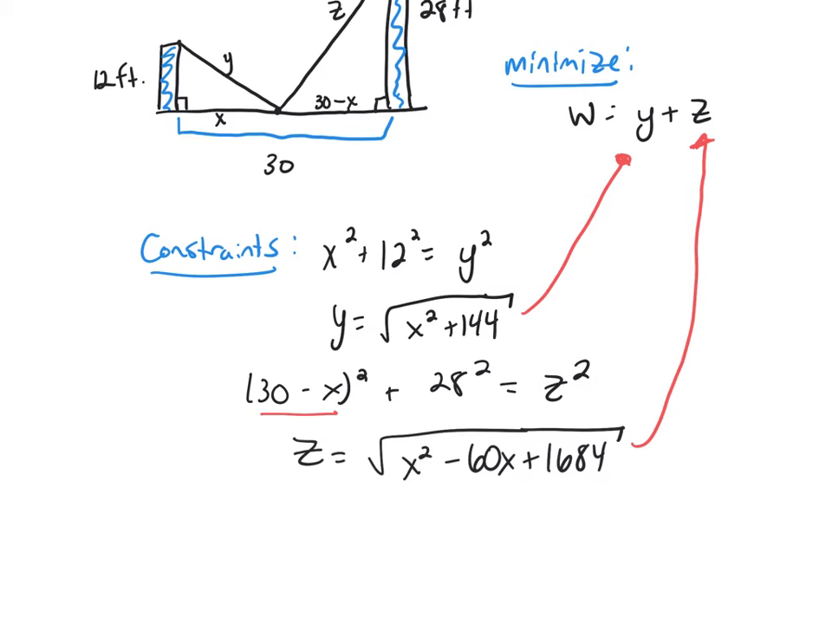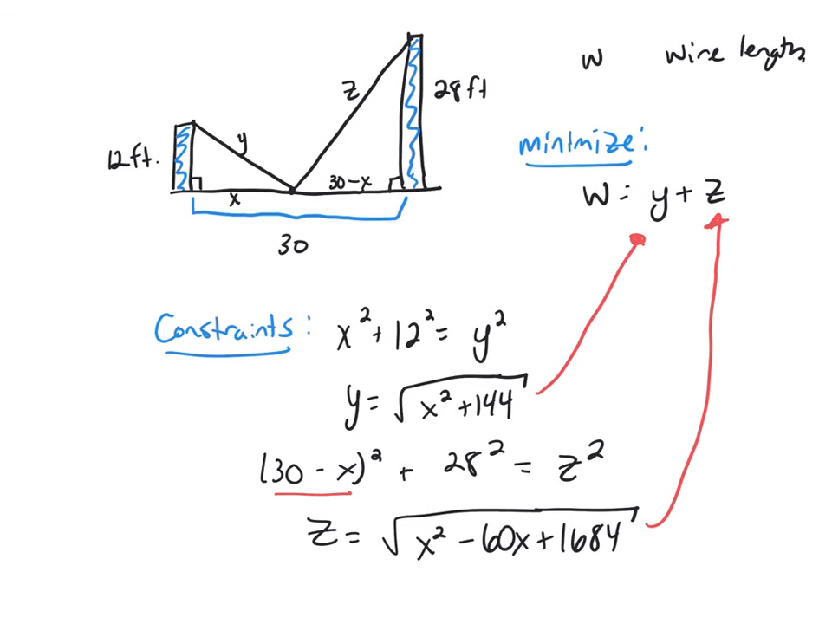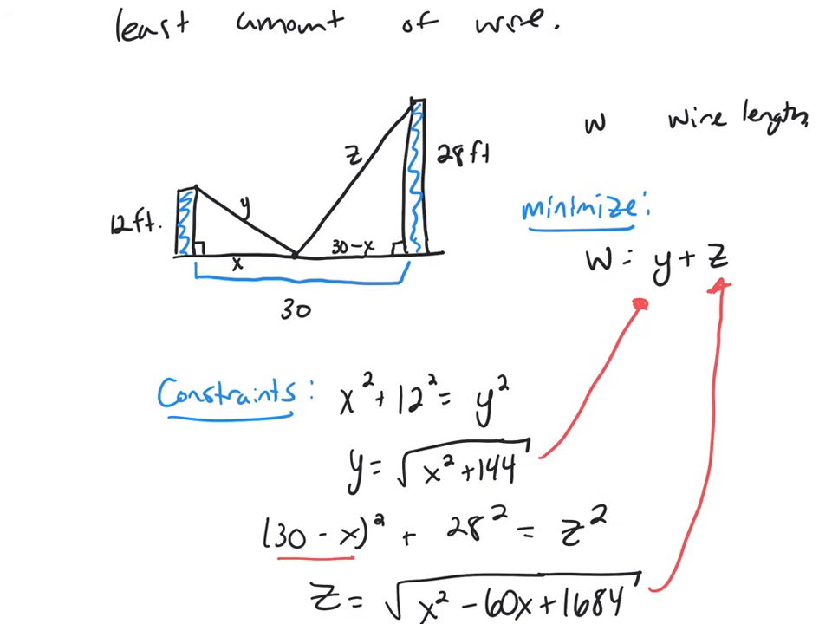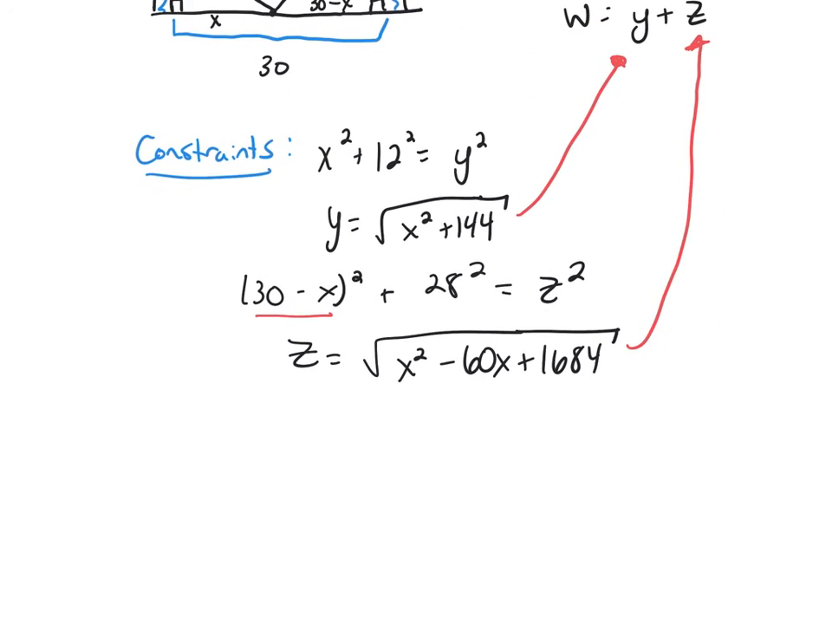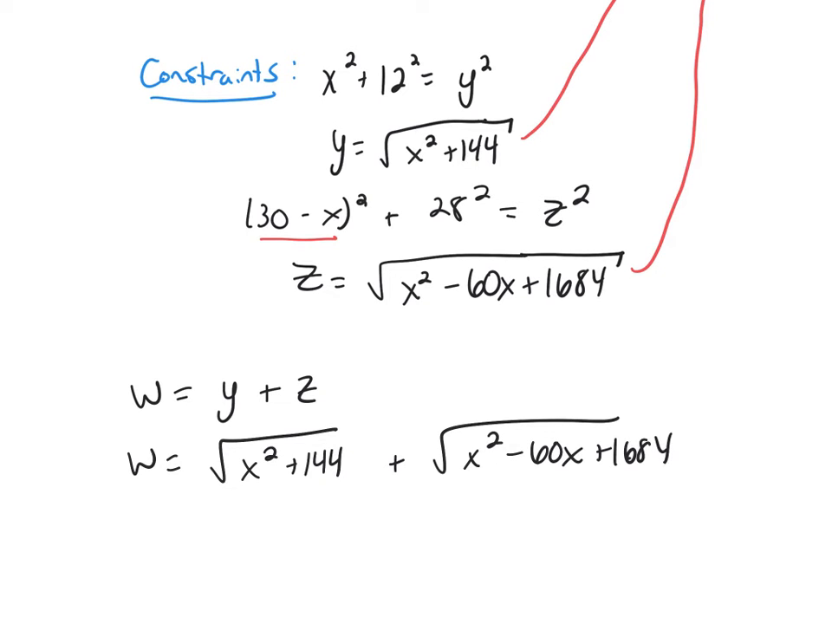I'll have a single variable now. Now remember, what is going to be our domain for x? x is between 0 and 30, just based on this picture. So W, remember it's y plus z, so W will be the square root of x squared plus 144 plus the square root of x squared minus 60x plus 1684, and x is between 0 and 30.